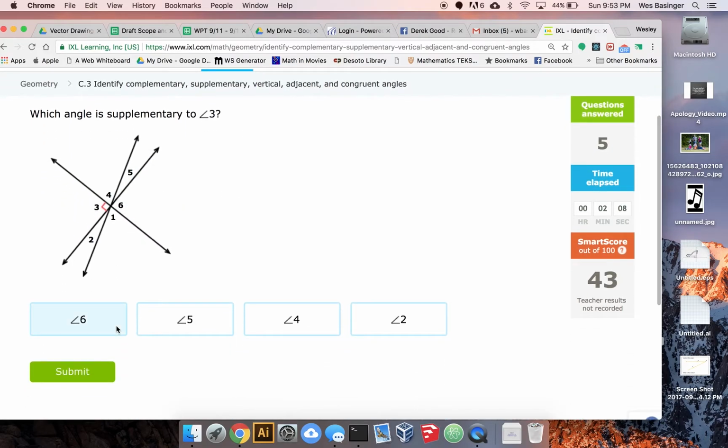This one asks which angle is supplementary to 3. It's the same thing as before. 3 is a right angle. Opposite is 6, which is also a right angle, and there's no other right angles. So the only option is 6.